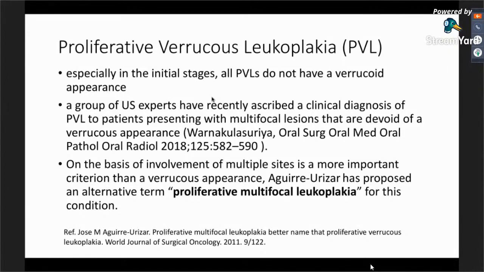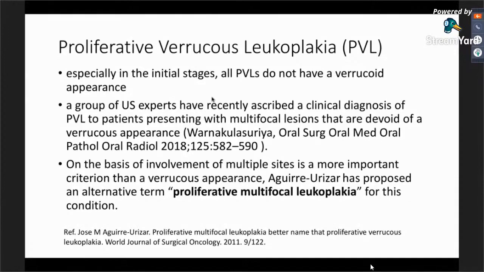Because I'm not saying we will accept this, I'm saying that this is the suggestion, and whether in our region this suggestion could be taken, because we do not see the patient early, and when they come, we may see the cancer. But if they come at a stage where we actually see multiple flat lesions, could we not say this is potentially proliferative verrucous leukoplakia?